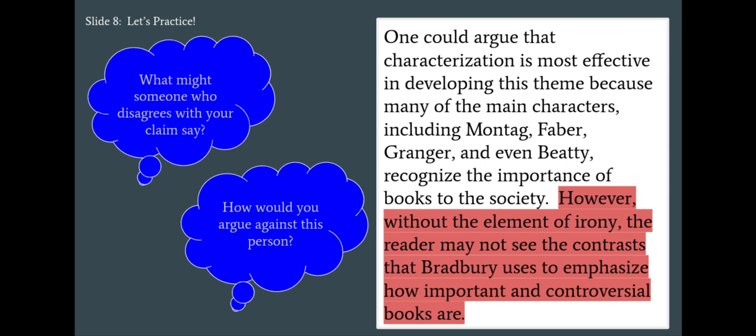In the example on the slide, the author is writing about the theme that books are an important and controversial part of society. They're arguing that irony is the element or device that most effectively shapes the theme. They recognize that characterization also develops the theme in the first sentence. That is the counterclaim. Then they explained why irony was more effective than characterization in developing this theme in the second sentence. That is the rebuttal.